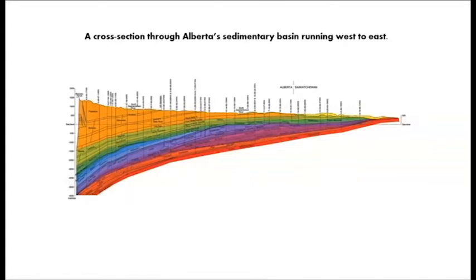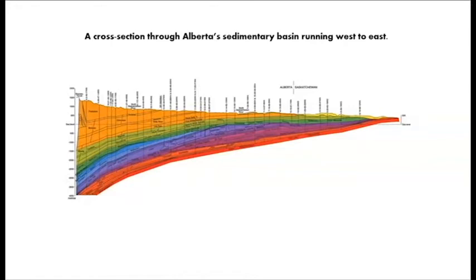And so here's a cross-section that runs from west in the mountains, east across the province into Saskatchewan. All of these colored layers you see here are the sedimentary rocks that have accumulated in the Western Canada sedimentary basin over millions and millions of years. This records about 450 million years worth of rocks.